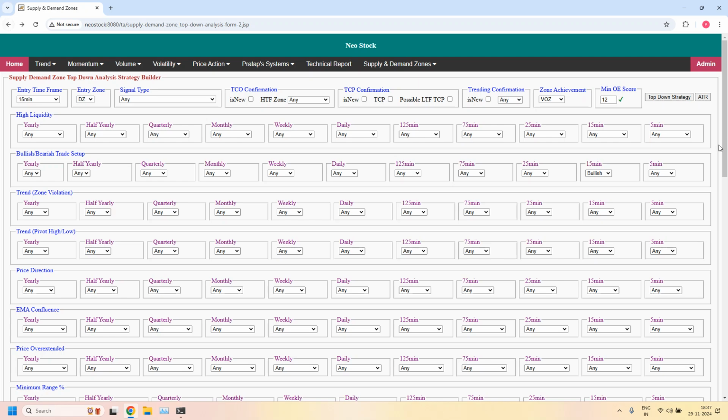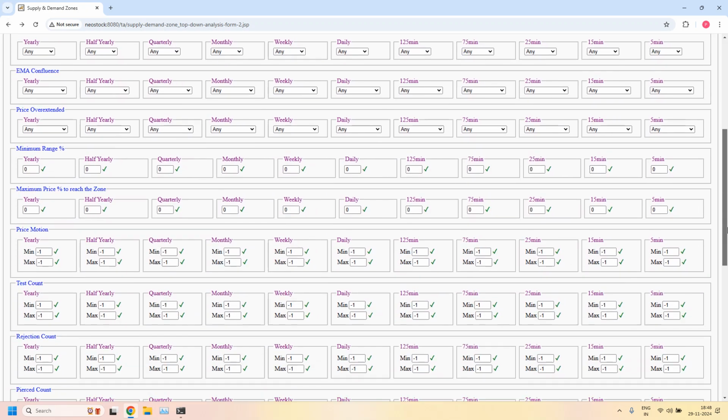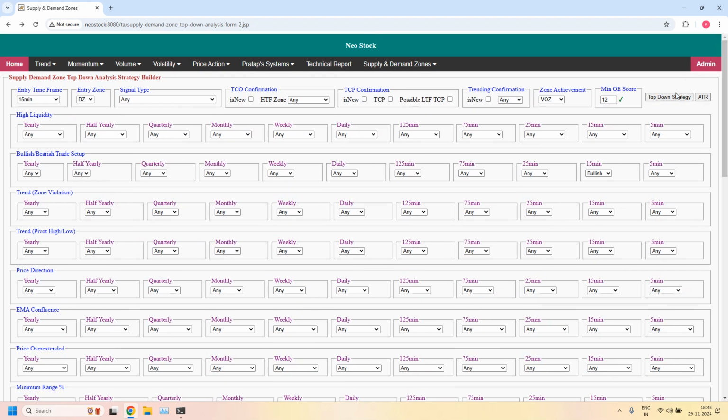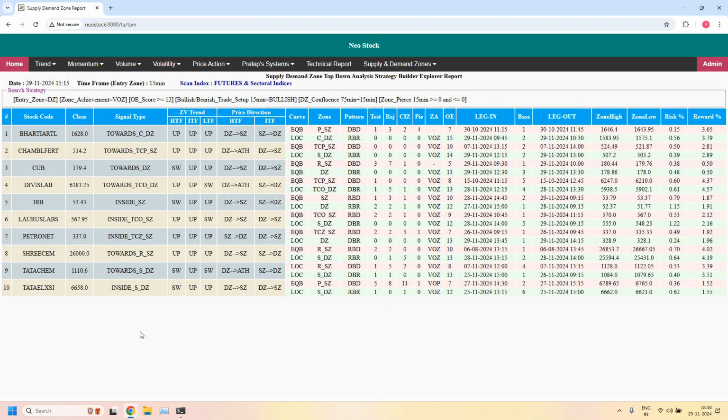That is a 15 minutes demand zone with 75 minutes demand zone confluence. I enable the filter. With this filter, we get LTF, ITF demand zone confluence stocks. So 10 stocks are filtered. That means in these 10 stocks, the 15 minutes demand zones, all these 15 minutes demand zones are part of the 75 minutes demand zones. And 75 minutes is ITF. So ITF trend is up in all the stocks.